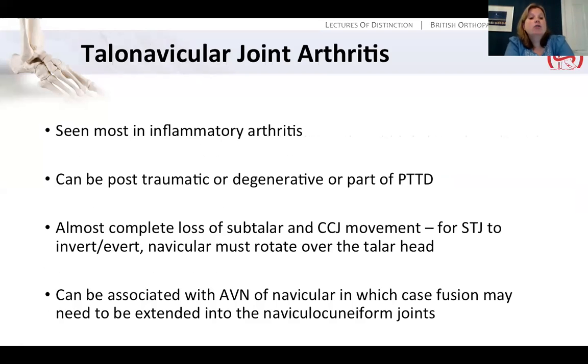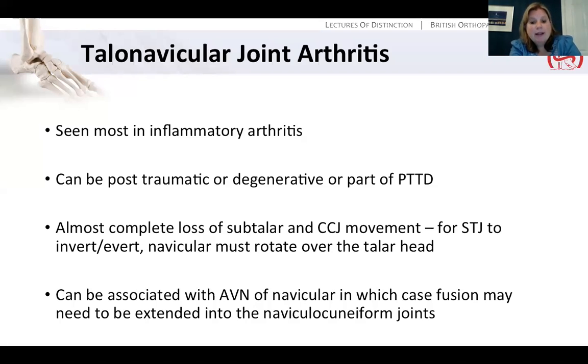So talonavicular joint arthritis, it's seen most commonly related to inflammatory arthritis, rheumatoid arthritis, but can obviously be post-traumatic. I see, in Coventry, we're a trauma center, and I see an awful lot of talonavicular joint trauma for whatever reason. So that can be a problem, or it can be a degenerative part of tib post dysfunction. Again, we've talked about the loss of motion to the subtalar and calcaneocuboid joints if you fuse it. But if you need to fuse the talonavicular joint because it's painful, you need to do it. You just need to be aware of the impact it's going to have.